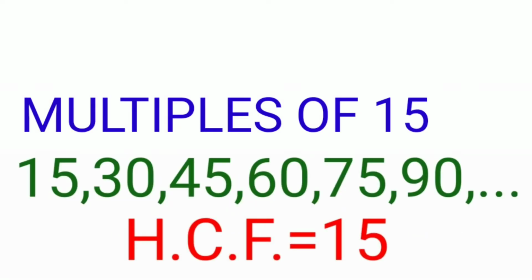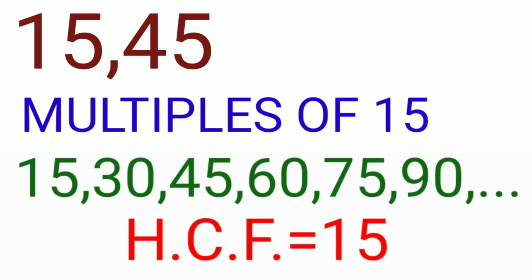Method 1. Let us take the numbers 15 and 45. Let us see whether one number is a multiple of another number. 45 is a multiple of 15. So write the multiples of the smaller number. Here 15 is the smaller number, so we can write the multiples of 15. Multiples of 15 are 15, 30, 45, 60, 75, 90, etc.